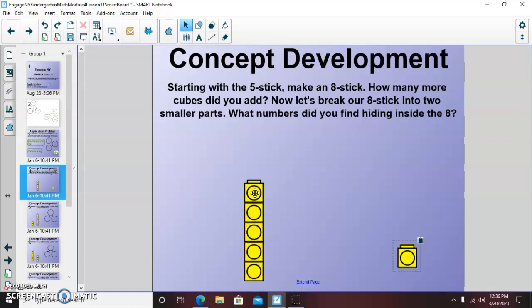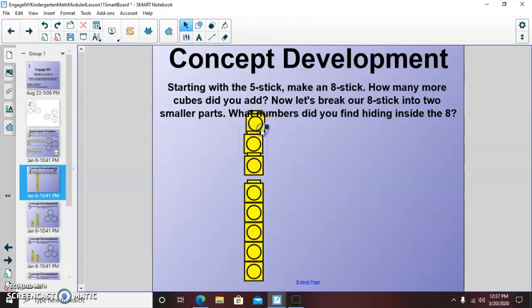Now we are going to make it an 8 stick. So we have 5. Let's count up. 6, 7, 8. Very good. So now we have 8.